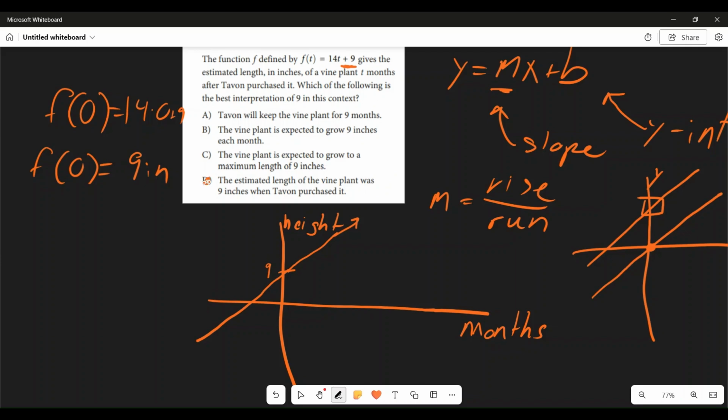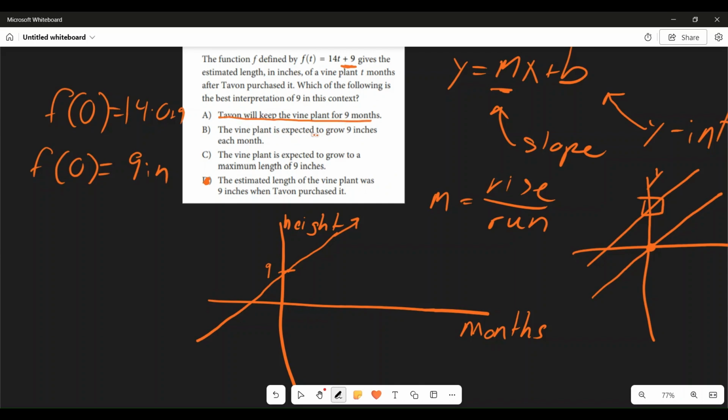Let's see why the other ones aren't right. Tavon will keep the vine plant for 9 months. That doesn't make sense, because where in the equation does any value tell us how long he's going to keep it? So that's how we know that one's wrong.